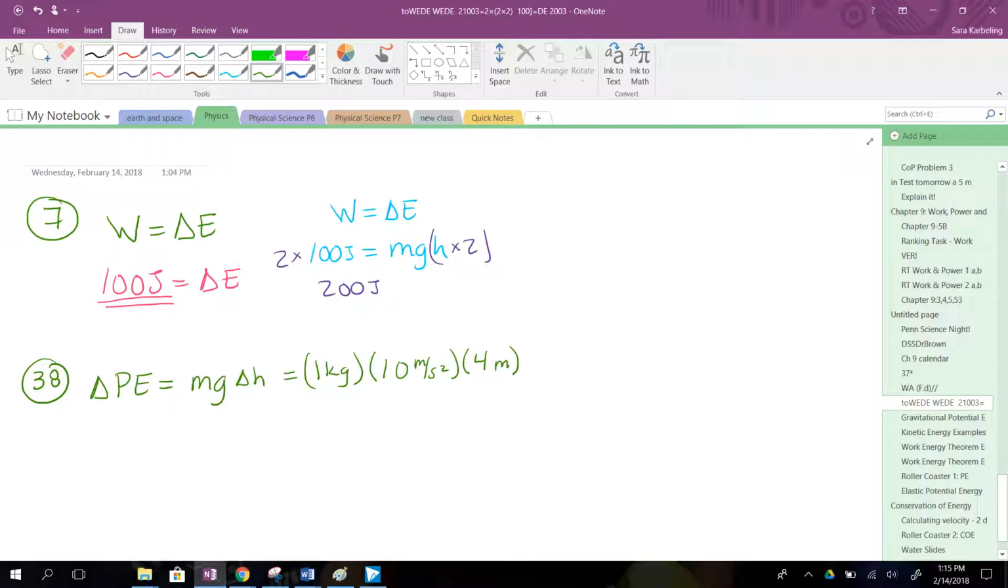Is that okay? 40 what? 40 joules. 40 Newton meters. 40 kilogram meters squared per second squared. So the second one would be 80 then? What's the question? When it's elevated 8? Yeah. Fair enough? Is that okay? Issues, questions, concerns?